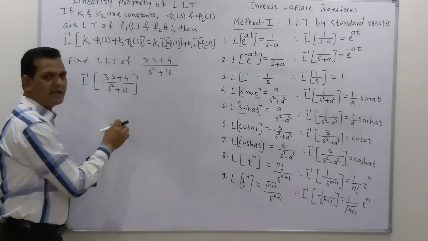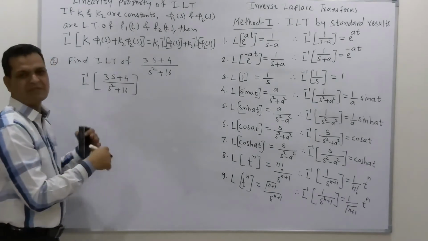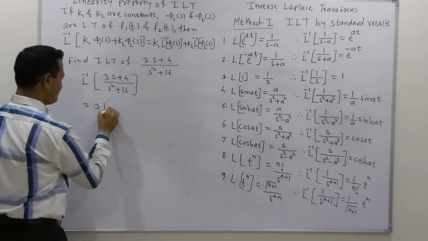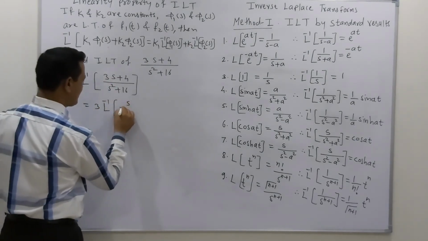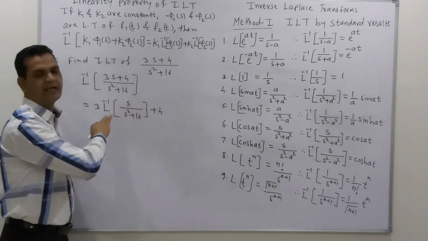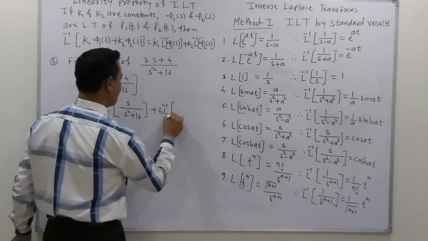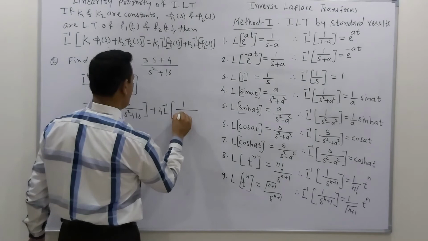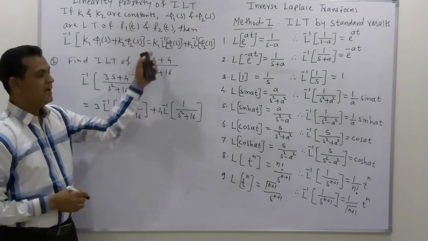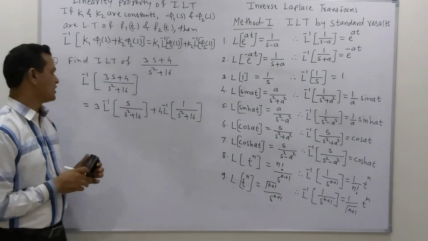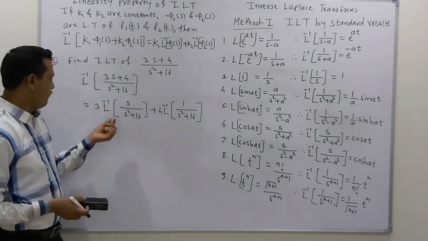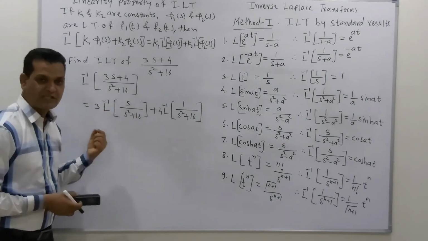The denominator is in our standard form, but there are two terms in the numerator, so we can split this into two terms. This 3 is a constant, so we write the inverse Laplace transformation of s upon s square plus 16, plus 4 is a constant, taken outside, times the inverse Laplace transformation of 1 upon s square plus 16. We write this step according to the linearity property for the inverse Laplace transformation: we split the numerator into two parts and take the constant terms outside the inverse Laplace transformation.